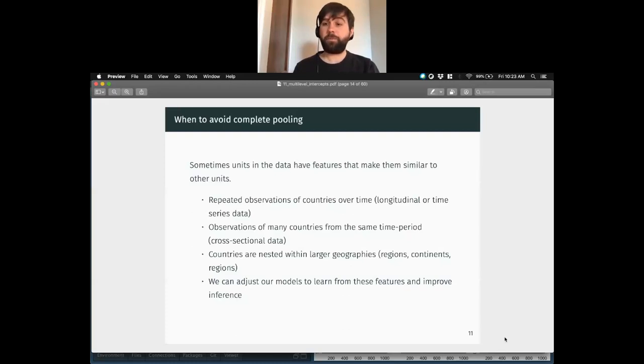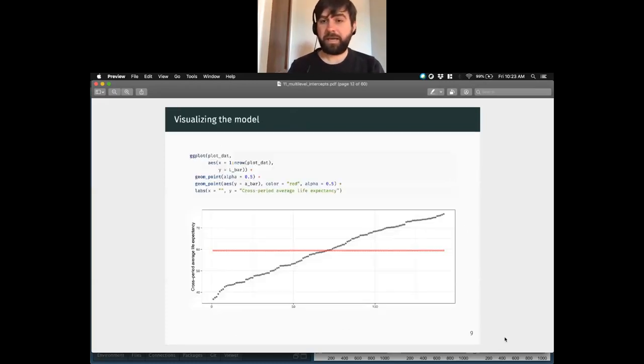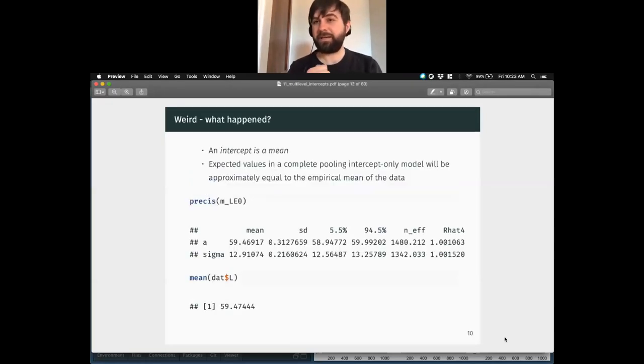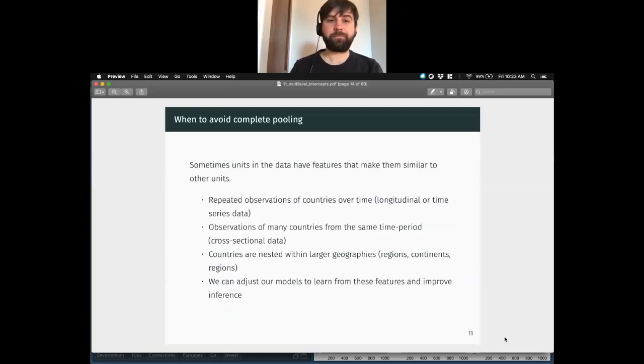Okay, so the no pooling approach is obviously not great, right? Because, hey, why did we even bother with a model? I should just say, I guess, the mean, right? And that's the least wrong answer that you could get, if you're just going to give a single number for the full data. But we could do better than that.